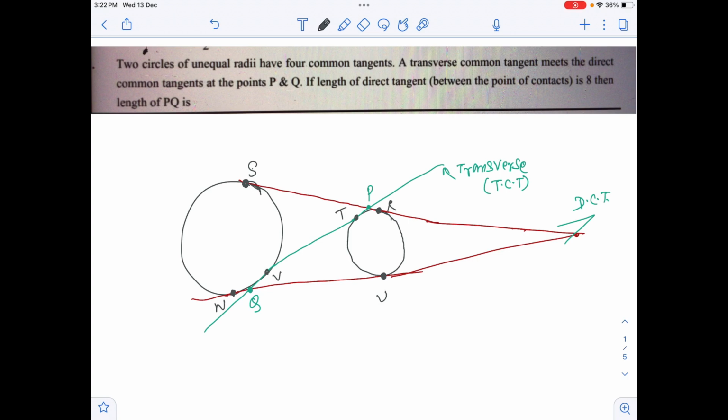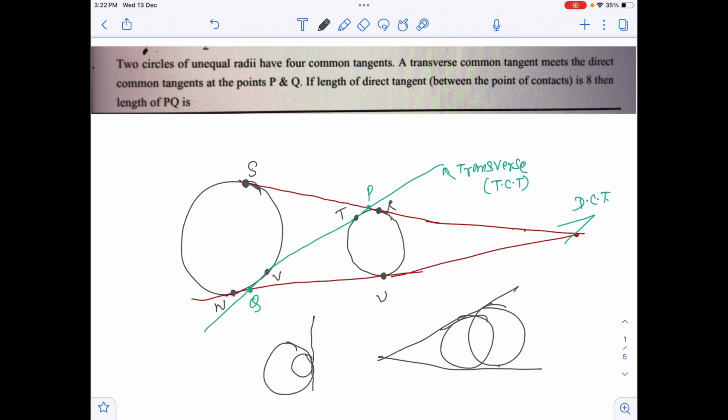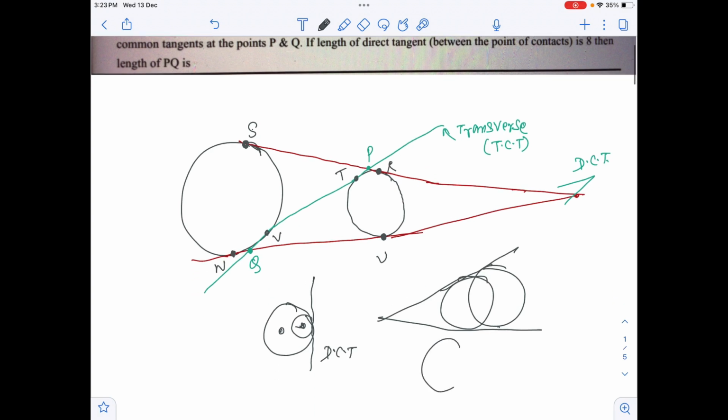Now suppose you start with a general pair of circles which are not intersecting, because if two circles intersect, we'll have only two common tangents, right? If two circles are touching each other internally, we'll have one common tangent, which is basically a DCT, because this tangent is on the same side of the centers. Even if two circles touch externally, we'll have three common tangents like this, right?